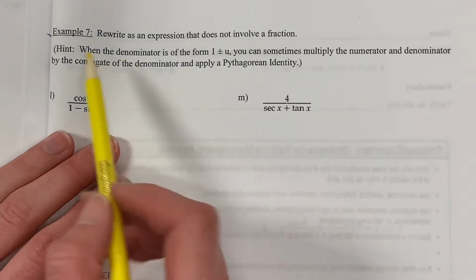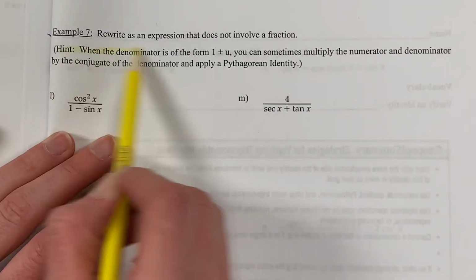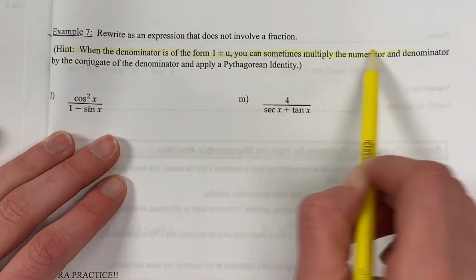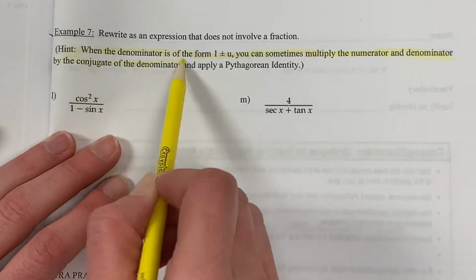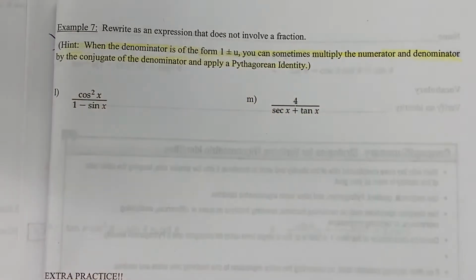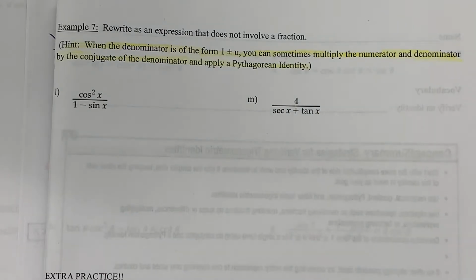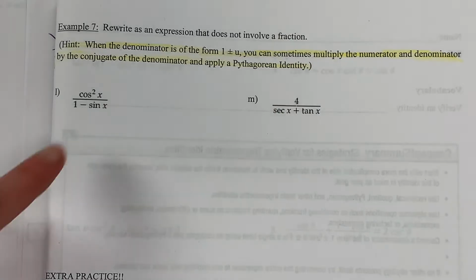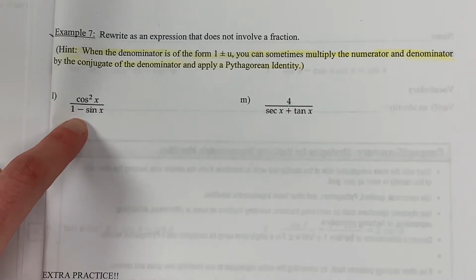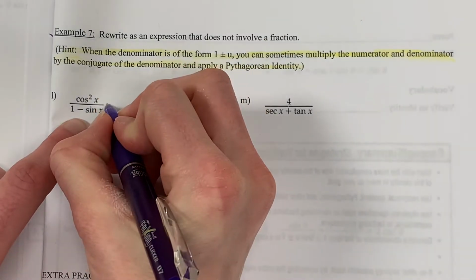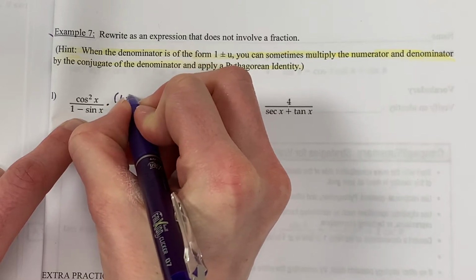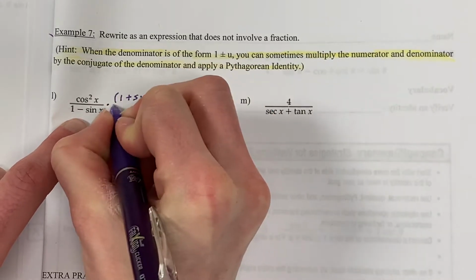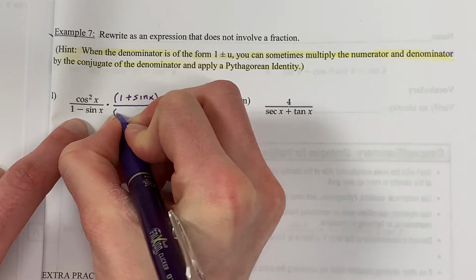When the denominator is in the form of 1 plus or minus u, you can sometimes multiply the numerator and denominator by the conjugate of the denominator and apply a Pythagorean identity. Okay. So, in the first example, notice my denominator is in the form of 1 minus a term. I could multiply the numerator and the denominator by the conjugate 1 plus sine x, all divided by 1 plus sine x.